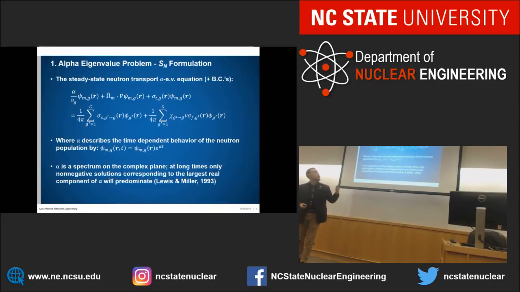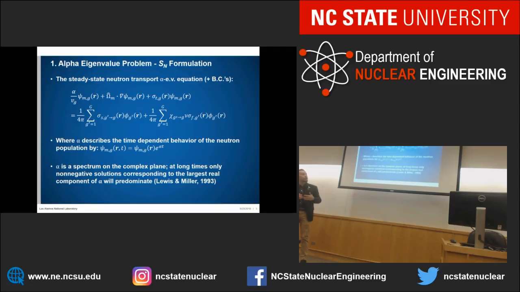First, I'm going to introduce the alpha eigenvalue problem in the discrete ordinates method. Shown here is the steady state neutron transport alpha eigenvalue equation. For those of you who do anything with neutron transport, this probably looks familiar except for this term right here. We get this alpha eigenvalue equation by assuming that the time-dependent angular flux is separable in time, and moreover that the time dependency can be expressed with an exponential, where alpha describes your time rate of change.